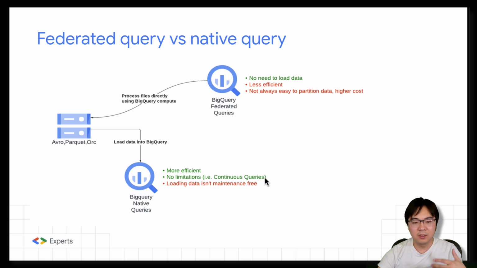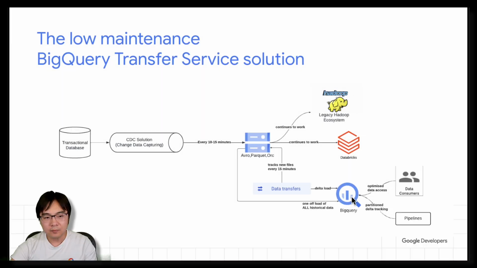So you can actually make the most of the native engine, but loading data into the BigQuery tables isn't always maintenance free, right? And this is why, in this context, we are talking about why the BigQuery transfer service can be an ideal solution to reduce a lot of the burden you have to work with. Again, most of this is still the same. You still have the same files. These files are going to the GCS bucket. Your existing solution will continue to work.